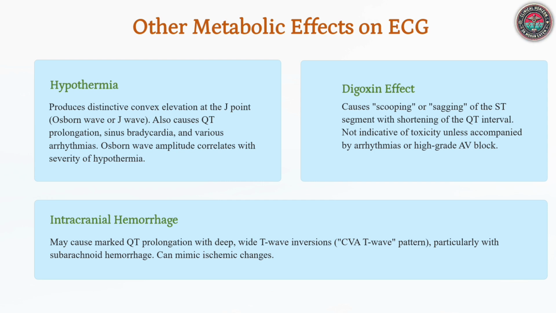Digoxin effect, seen in therapeutic doses, causes a scooped ST segment depression, while digoxin toxicity can induce life-threatening arrhythmias such as bidirectional ventricular tachycardia and atrioventricular block. Additionally, intracranial hemorrhage, particularly subarachnoid hemorrhage, may manifest with QT prolongation and deep, wide T-wave inversions, reflecting neurocardiogenic effects on myocardial repolarization. Recognizing these patterns prevents misdiagnosis and guides appropriate management.